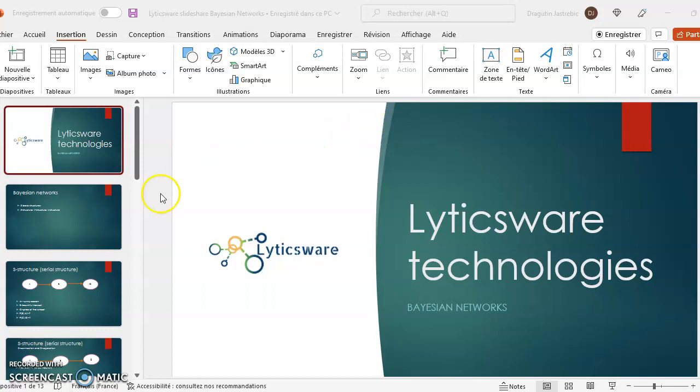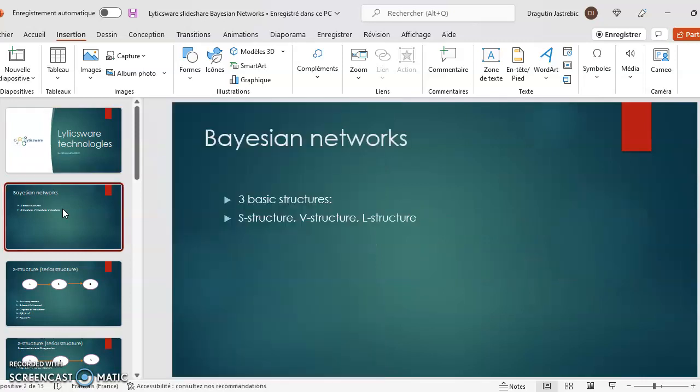Today we will talk about the Bayesian networks. So, what are Bayesian networks? We know that there are three basic structures that are called S structure, V structure, and L structure. Every structure is composed of three components, and now we will see it in more detail.